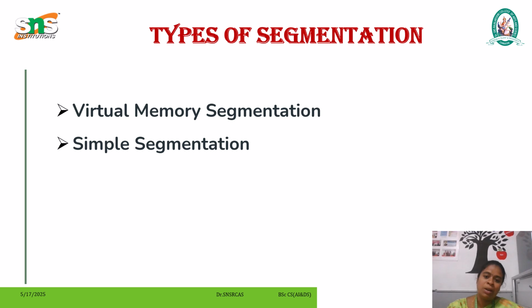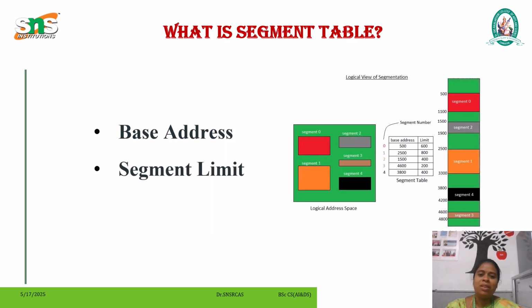There is a simple relationship between the logical and physical address in segmentation. The table that stores the information about all such segments is called the segment table. Next one, what is a segment table? The segment table maps the two-dimensional logical address into a one-dimensional physical address. Each table entry has two fields, one for base address, another one for segment limit.